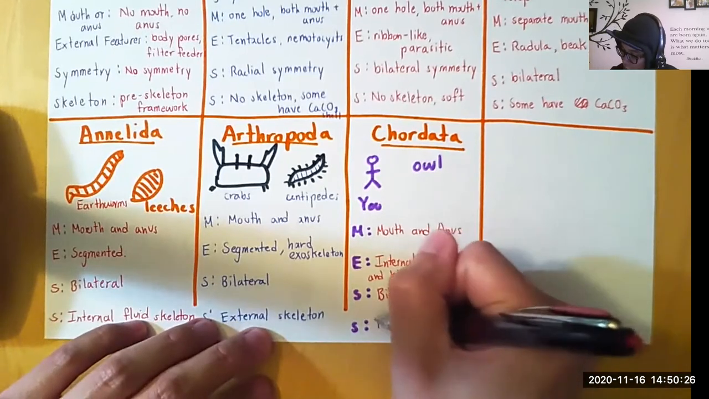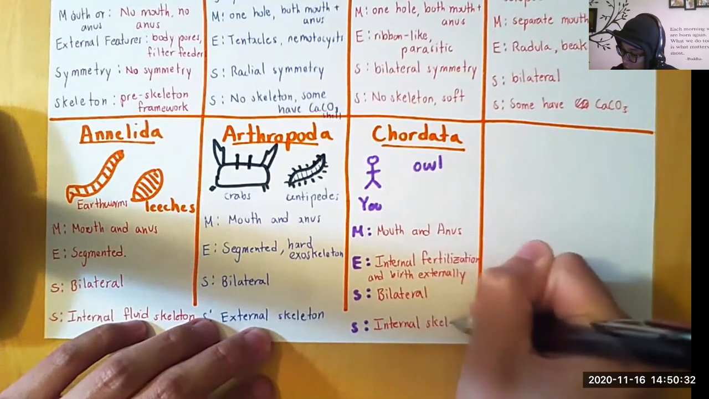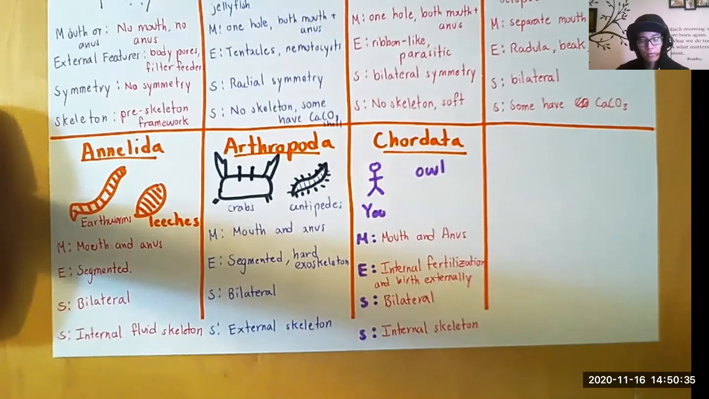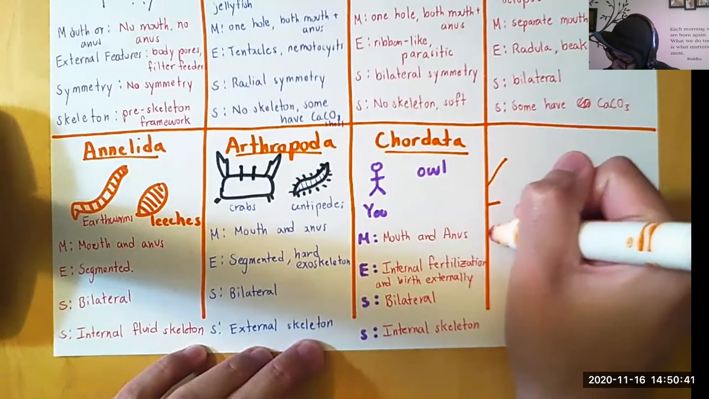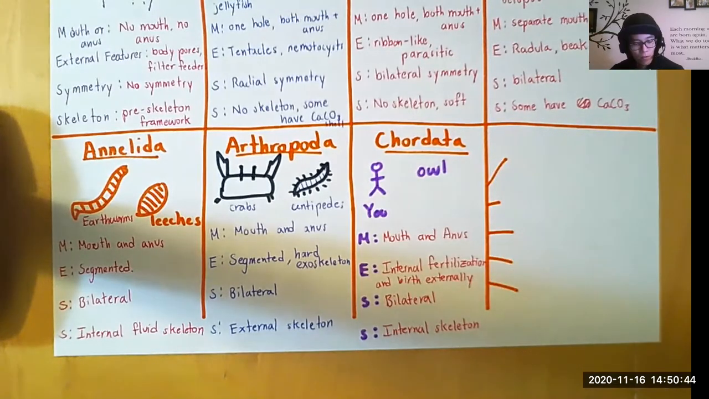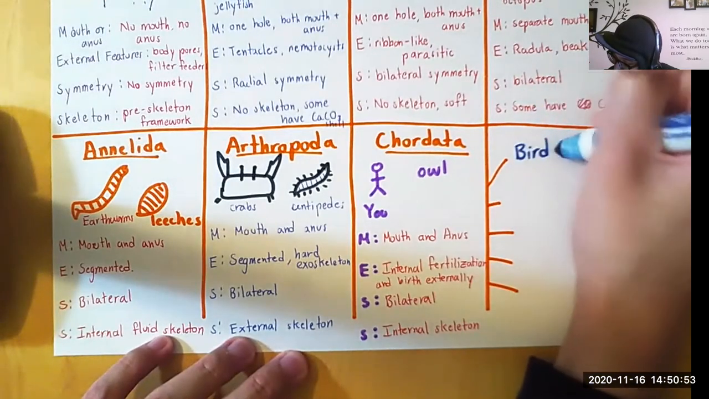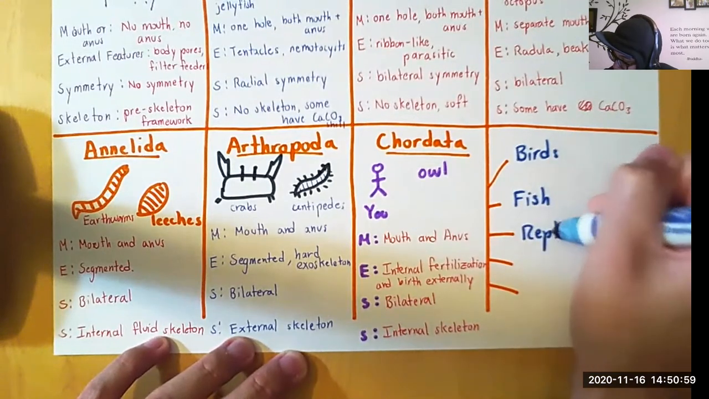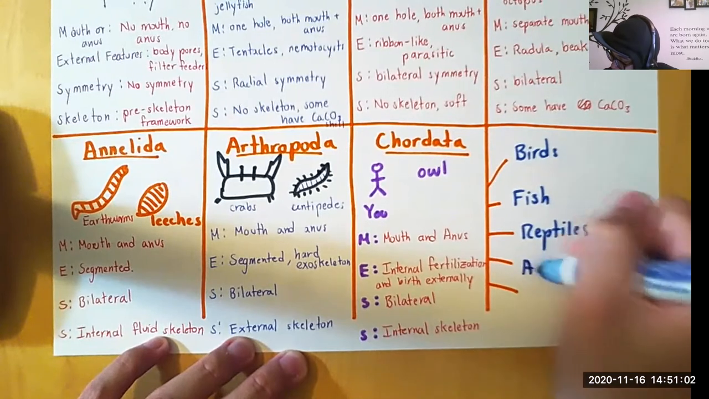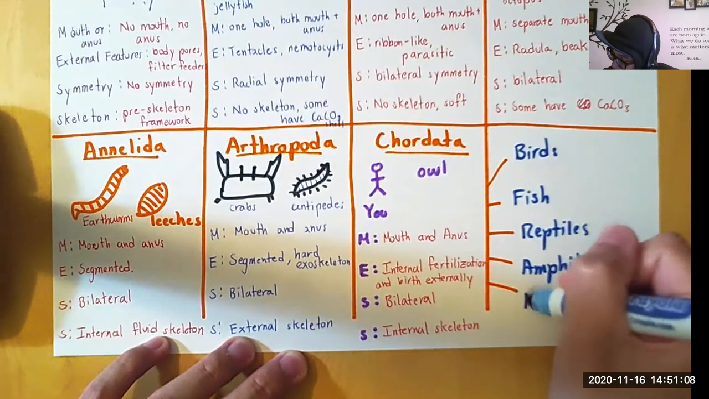We have bilateral symmetry, and also we have an internal skeleton. Now, branching from phylum Chordata are 5 groups of organisms, let's put it that way, that we also learned about in our stump speeches. Birds, fish, reptiles, amphibians, and mammals.